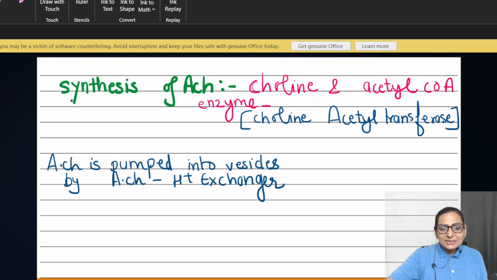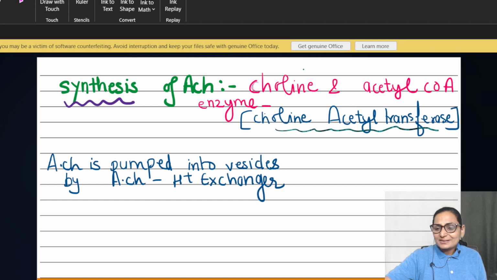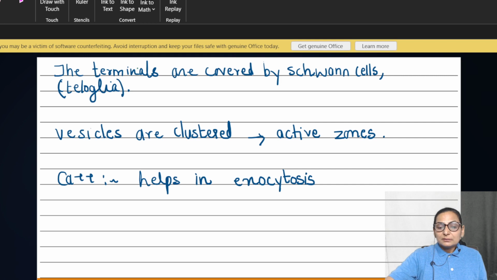Then how is acetylcholine synthesized? This acetylcholine, which is synthesized in the vesicles, is synthesized with the help of the enzyme choline acetyltransferase using substrates choline and acetyl coenzyme A. This acetylcholine is then pumped into the vesicles with the help of a special acetylcholine hydrogen exchanger, right? The terminal portion of the axons is covered with Schwann cells, and those Schwann cells over there are called teloglial cells. This comes as an MCQ.